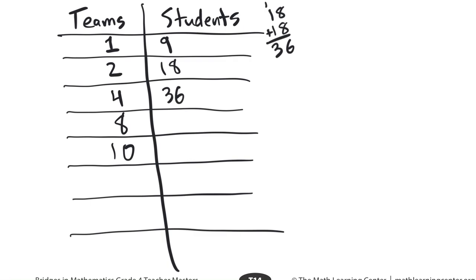9 times 4 is 36. We're going to double the 4 into 8, so that means we can just double the 36, okay? And once again, we can write that down. 36 plus 36. 6 plus 6 is 12. Carry the 1. 3 plus 3 is 6, plus 1 is 7. That would be 72. And that's one of our math facts, right? 9 times 8 is 72. And we just figured that out right here.